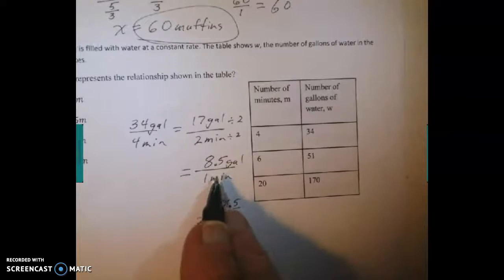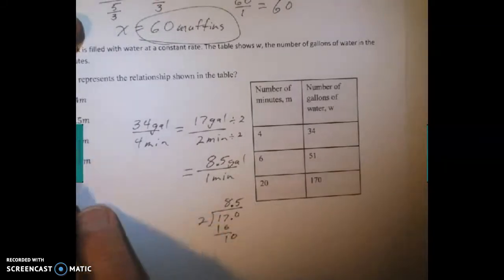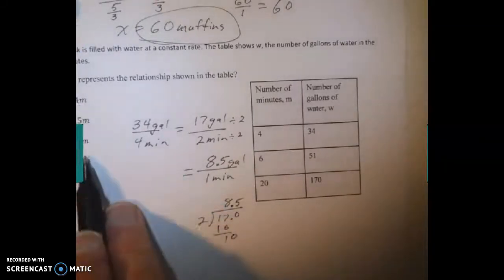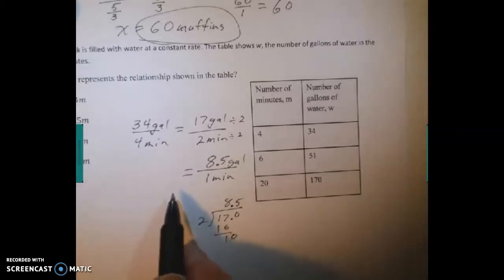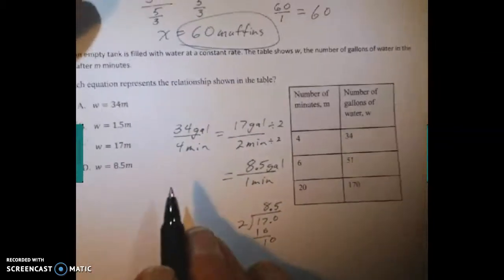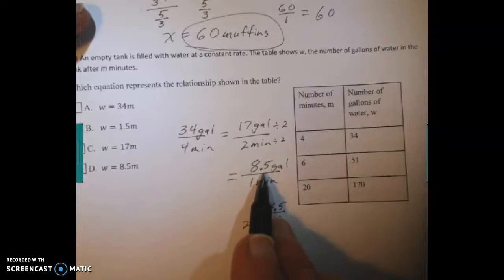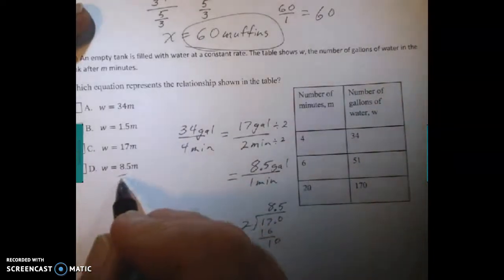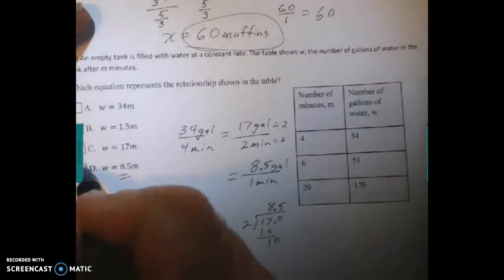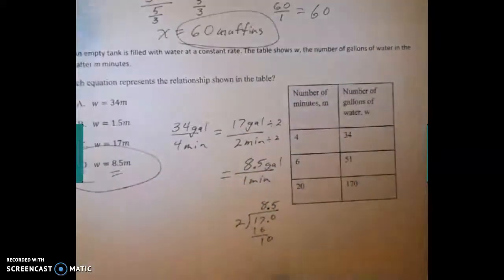That's our unit rate. All of them have the W on the same side and the M on the same side, so we don't really have to think about the Y and the X then. We just need to recognize that that's our unit rate. So there is that unit rate. Letter D is the correct answer.